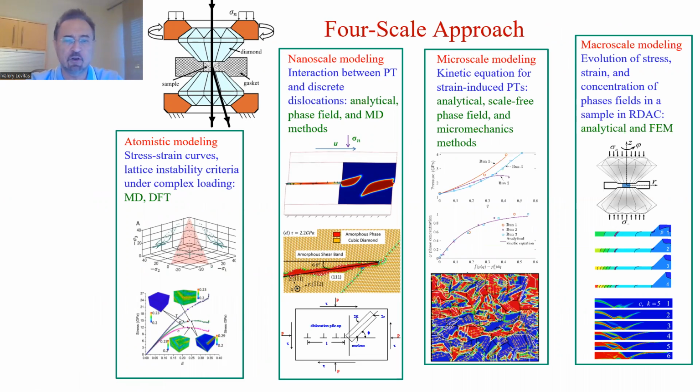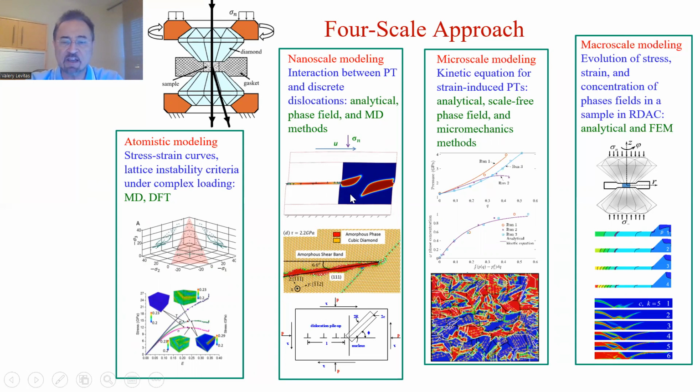And for understanding and interpretation of these experiments, we developed four-scale theory. At atomistic scale, we use molecular dynamics and DFT to find lattice phase transformation criteria on the action of all 6 components of stress tensor. At the nanoscale, we use molecular dynamics and also develop nanoscale phase field approach to study interaction between discrete dislocations and phase transition.